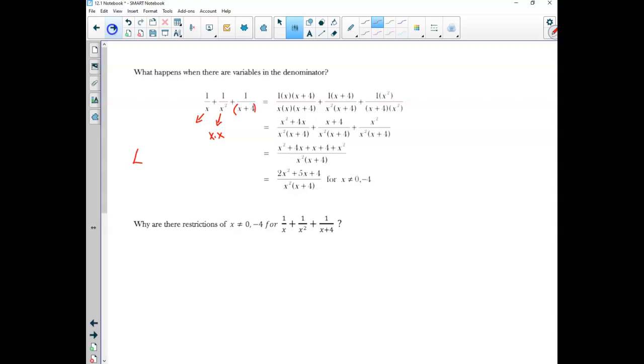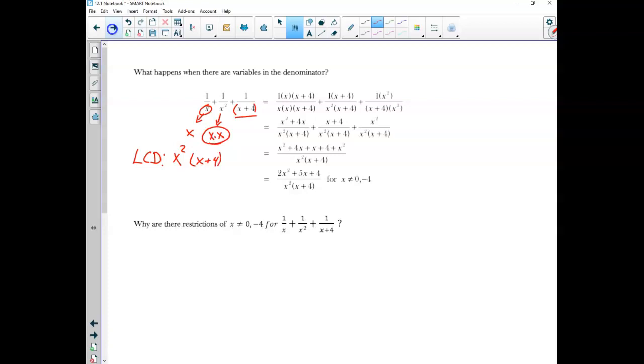So I can see my least common denominator is going to be an x squared and an x plus 4. This 1x here is already there. So each denominator needs at least 2 x's and that x plus 4. So there's my least common denominator.